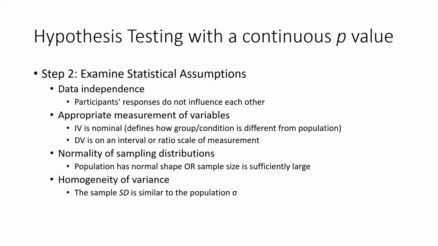The normality of sampling distributions assumption relates back to the central limit theorem that we talked about previously. The population of estimated salaries should have a normal shape. And there is good reason to believe that it would have a normal shape in this case. The other way that we can satisfy this assumption is if the sample size that we're using is sufficiently large. In this case, we're going to be using a sample size of 25 because we want to try and detect a large effect.